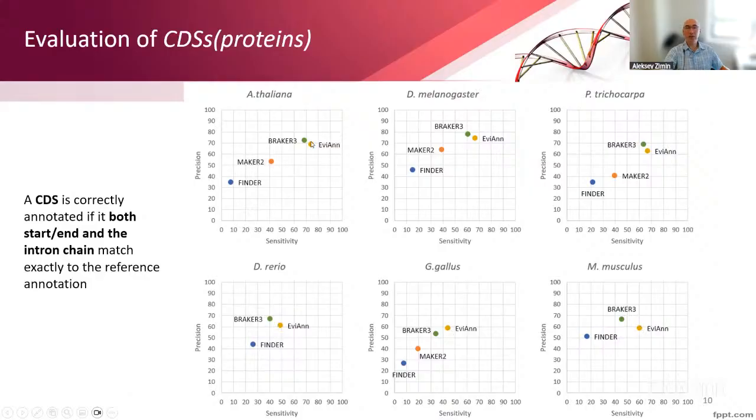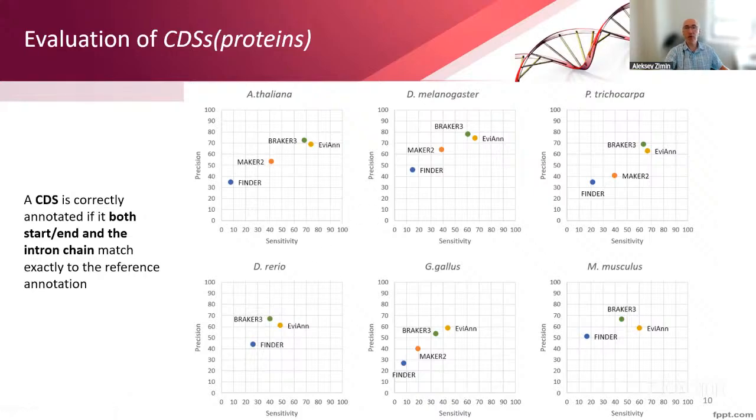And again, just to remind you, the ideal result is here in this corner. So the closer we are to this corner, the better the result is. So here on Arabidopsis, we can say that EviAnn is slightly better than BRAKER3. And here on poplar tree, you can see that BRAKER3 may be slightly better than EviAnn. That's one data point where BRAKER3 beats EviAnn on the same data.